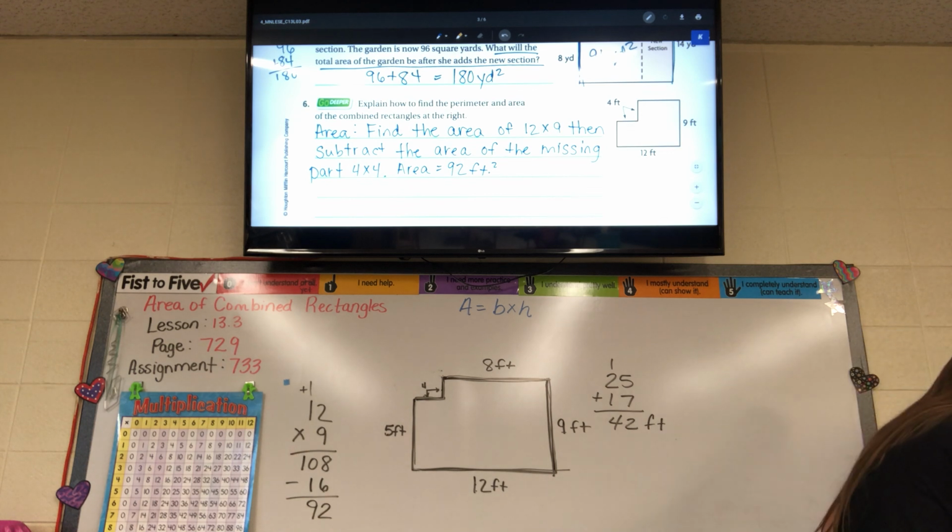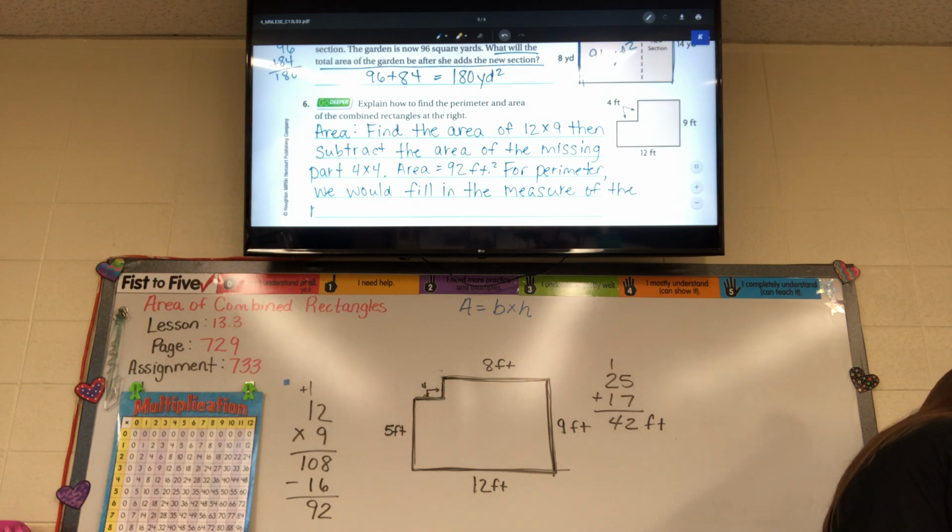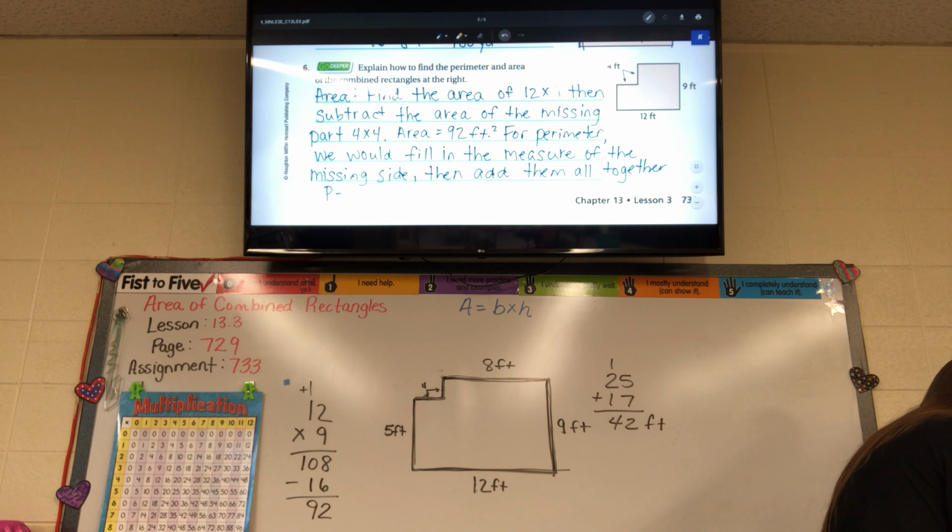Yep, that's it. Okay. For perimeter, we would fill in the measure of the missing sides, then add them all together. P equals 42 feet.